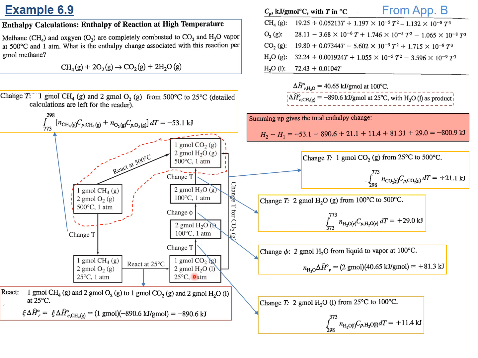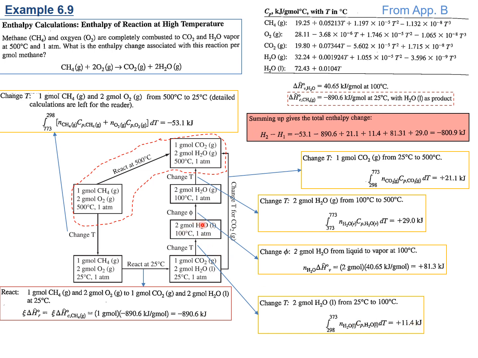Let me start with H2O first. Right now we have H2O liquid. So before going to 500 Celsius degree, we need to experience the evaporation step. So let me change the temperature from 25 Celsius degree up to 100 Celsius degree. The enthalpy between those two boxes can be calculated by the Cp dT equation. So it is going to be 11.4 kilojoule.